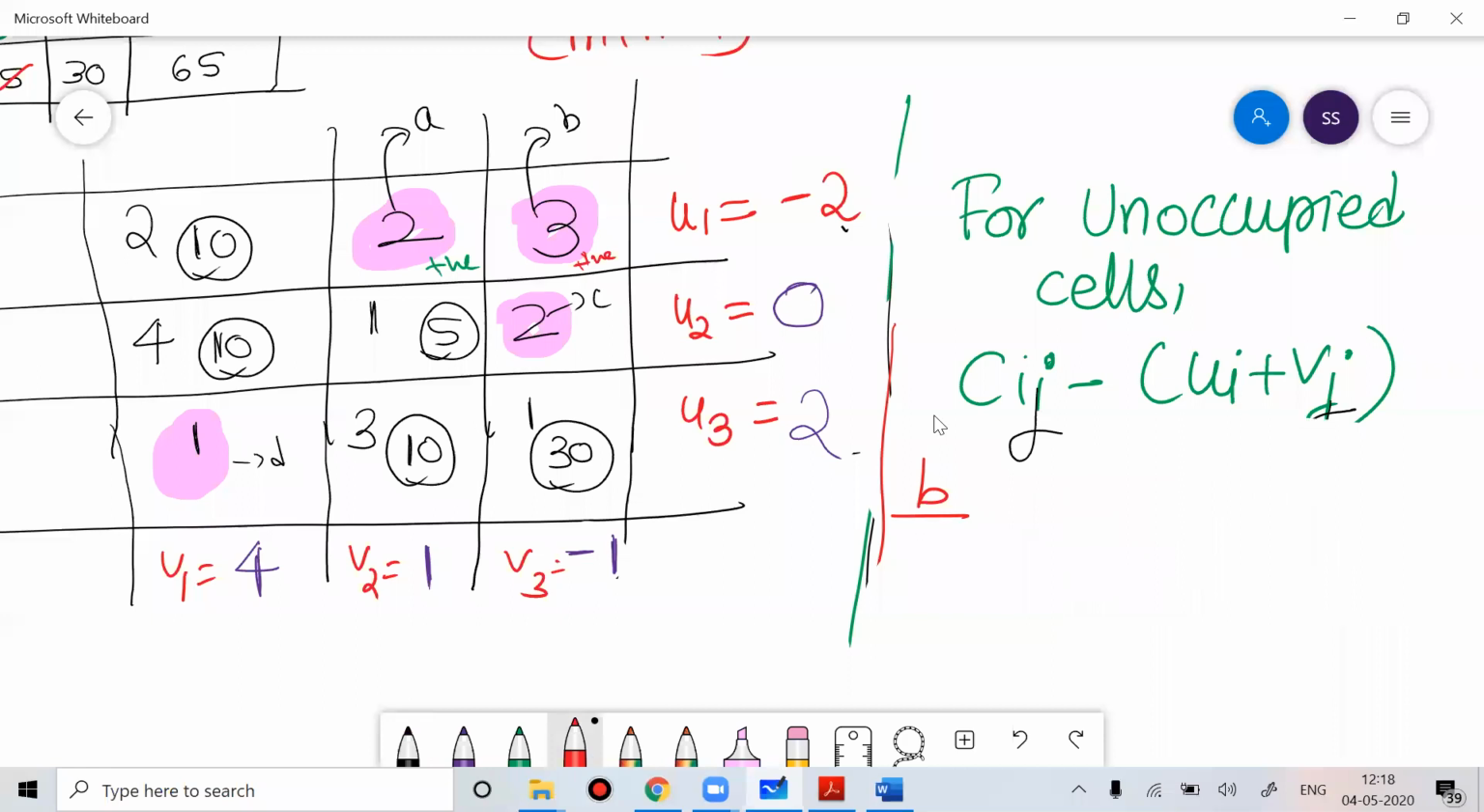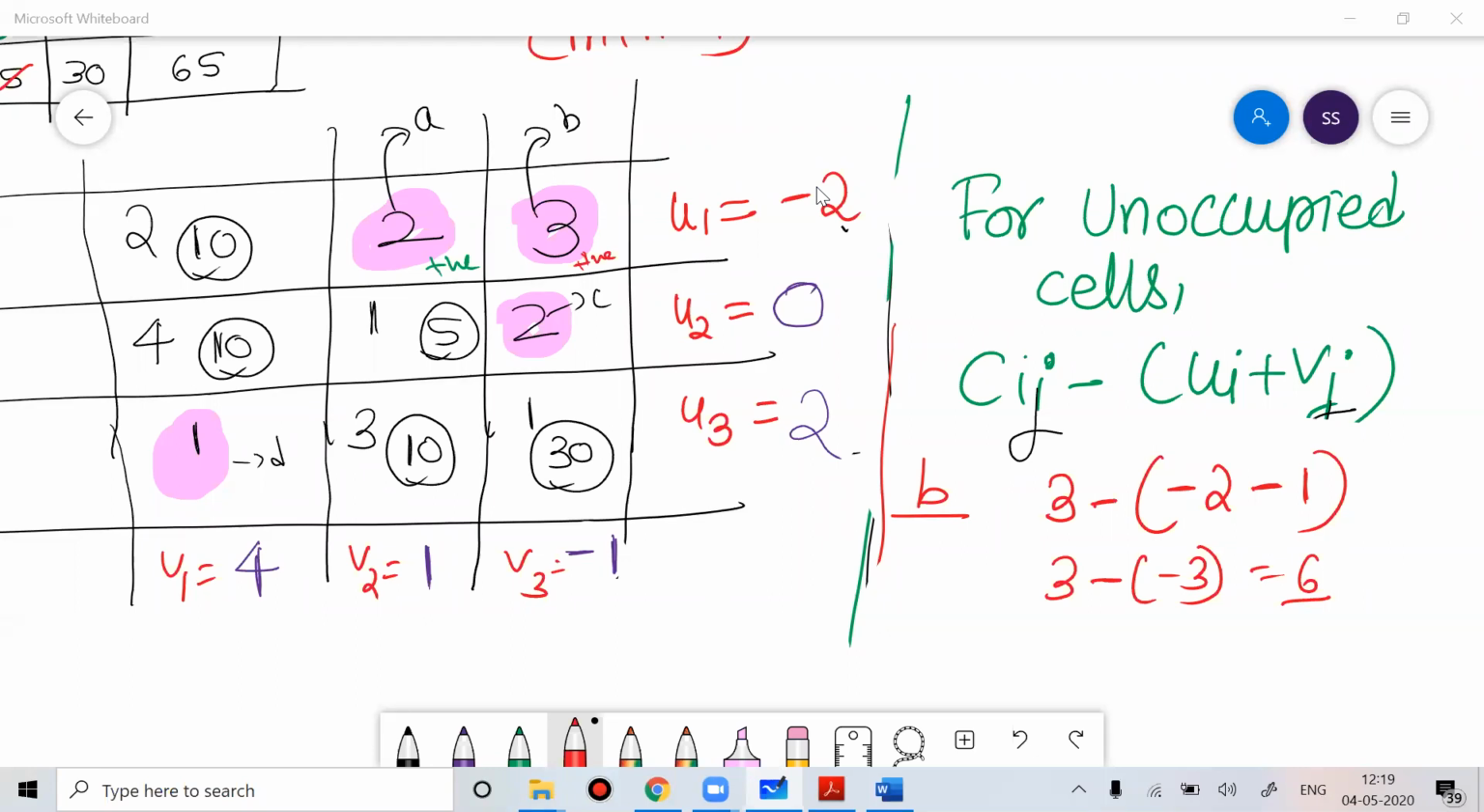Now for B, what is the cost? Cost for B is 3. 3 minus, what is the u value for B? Minus 2. What is the v value for that? V value for that is minus 1. So this is 3 minus (minus 2 minus 1), so 3 minus minus 3 is equal to plus 6. Clear? Anyone have doubt? So B also positive. A and B, you are understanding? Very simple guys, it's not at all difficult.